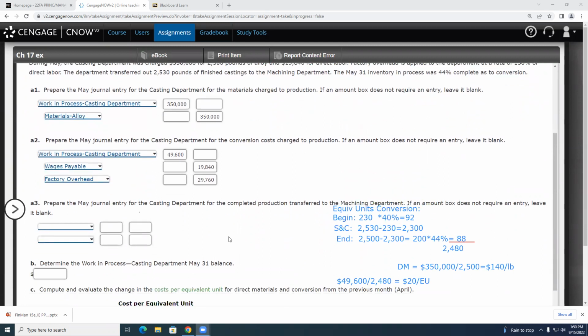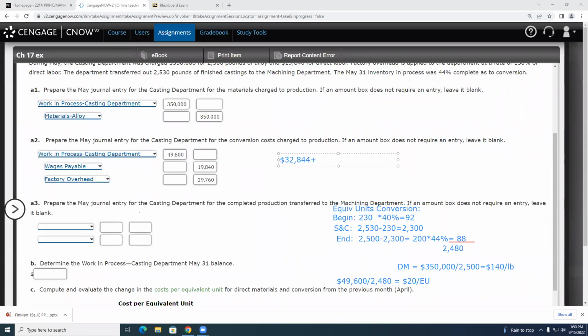So now we need to do the journal entry for the transfer of completed production to the machining department. So we know that we're going to transfer all of the costs. We have to position this up here to make it fit. So we have to transfer all of the costs that were in beginning inventory. If I can find where I have that written so I don't need to scroll again. $32,844 was given as the beginning inventory.